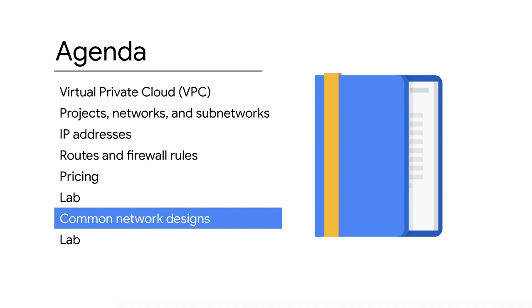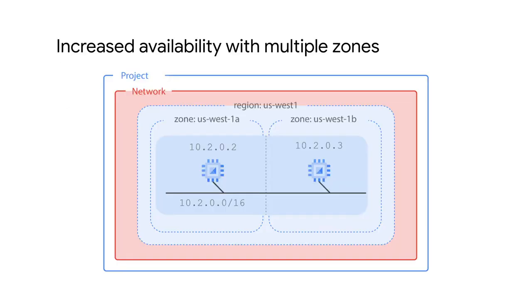Let's use what we have learned so far and look at common network designs. Now, common is a fairly relative term. While I could spend all day talking about network designs, I have picked a handful of designs that best relate to this module. Let's start by looking at availability.